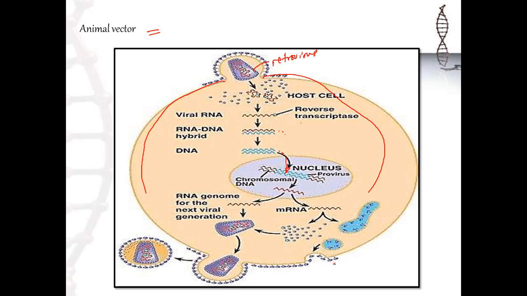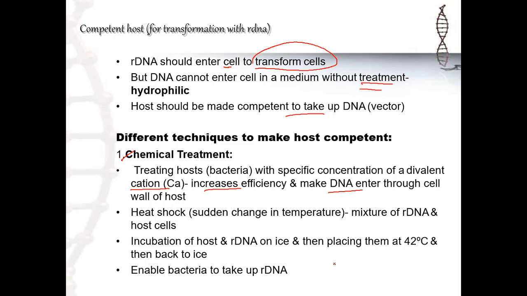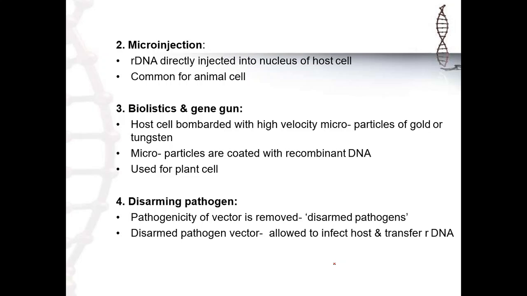Another method to make the host competent is microinjection. We inject the recombinant DNA directly into the nucleus of the host cells. This is common for animal cells. You also have biolistics, or the gene gun. The host cells are bombarded with high-velocity microparticles of gold or tungsten. The microparticles are coated with recombinant DNA so that it can enter the host cell. Used for plant cells.